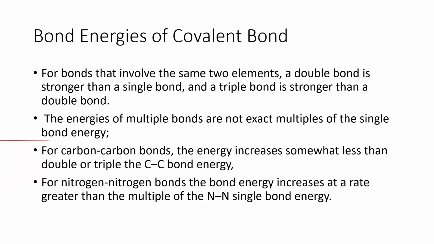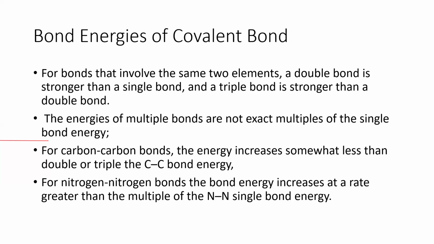It does not happen that, for example, if a carbon single bond is maybe 2 kilojoules, then the double bond will be 4 kilojoules. That's not how it is. The carbon double bond can be maybe 3 or 3.5 kilojoules. It's not necessarily that the carbon single bond is 2 kilojoules, so the double bond is 2 times 2, 4, and the triple is 2 times 3, 6. No, it doesn't happen that way.